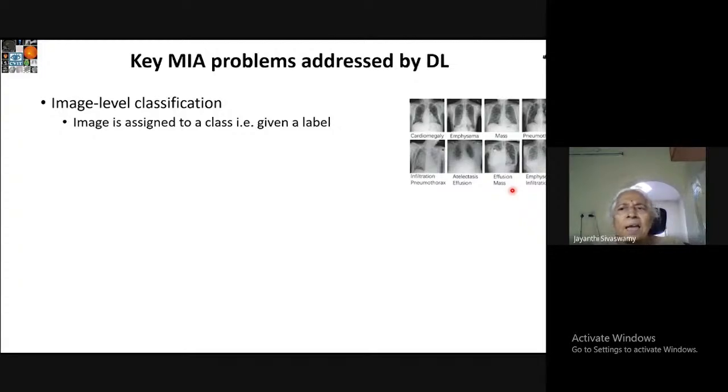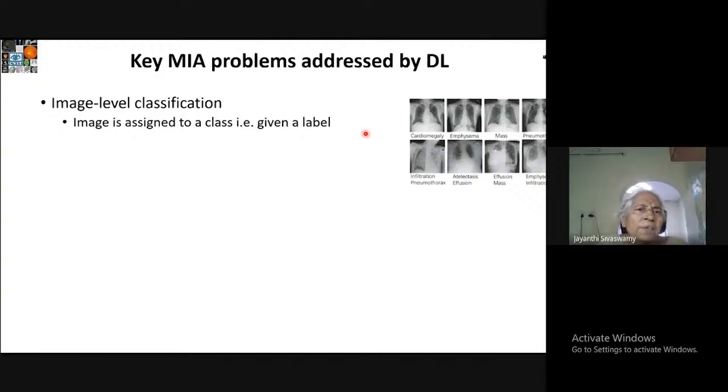So you can see there are 8 different labels possible. In addition to normal, it becomes 9 labels for any given X-ray. So this is a multi-class classification problem where the image is going in and you're training the neural network to give one of 9 labels to the image. So that is the image classification problem. And deep learning is most successful in the classification dimension.